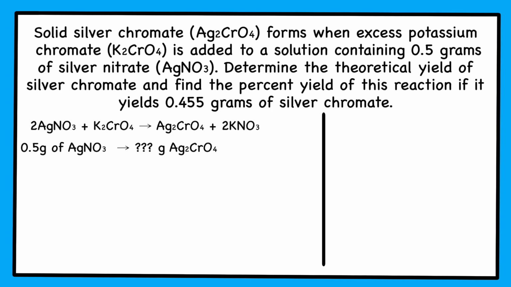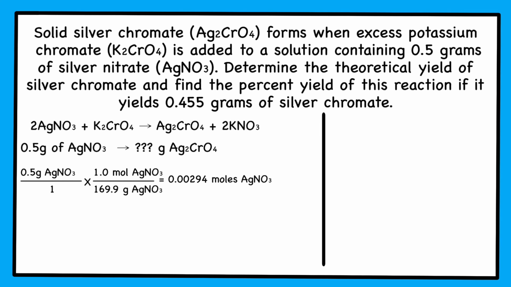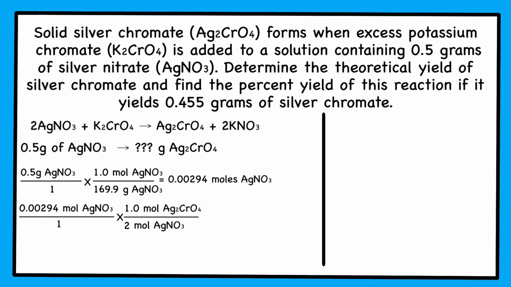So to get the grams of silver nitrate to moles of silver nitrate, we are going to have to multiply 0.5 grams of silver nitrate by 1 mole of silver nitrate over the formula mass of silver nitrate, which is 169.9 grams. This gives me that there is 0.00294 moles of silver nitrate. Now, we multiply that by the ratio, so 1 mole of silver chromate over 2 moles of silver nitrate. This gives me 0.00147 moles of silver chromate.